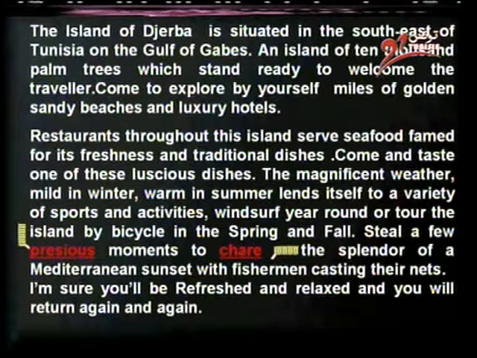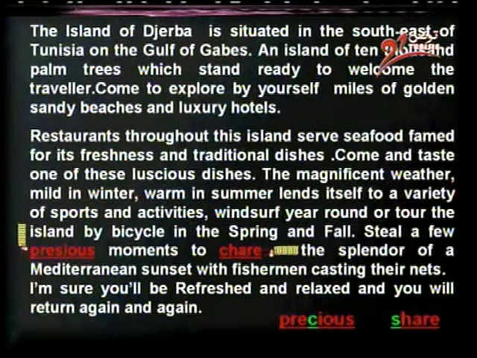The magnificent weather, mild in winter, warm in summer, lends itself to a variety of sports and activities. Windsurf year-round or tour the island by bicycle in the spring and fall. Steal a few precious moments to share the splendor of a Mediterranean sunset with fishermen casting their nets. I'm sure you'll be refreshed and relaxed, and you will return again and again. And of course you have to correct precious because it's written with C, and share with S.